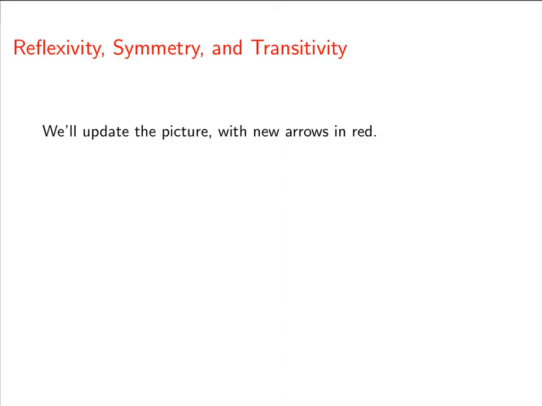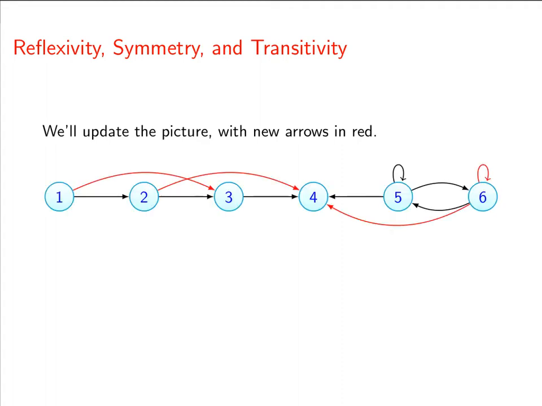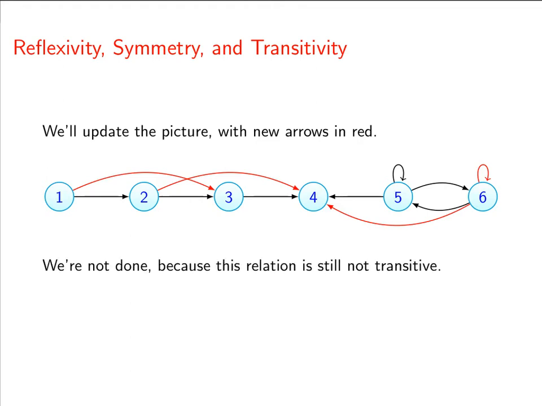All right, so let's update the picture, and the new arrows that we're adding will be in red. So these are the ones that we added that we talked about before. However, we're not quite done. Even though we've gone through and added some arrows, this relation is still not transitive.